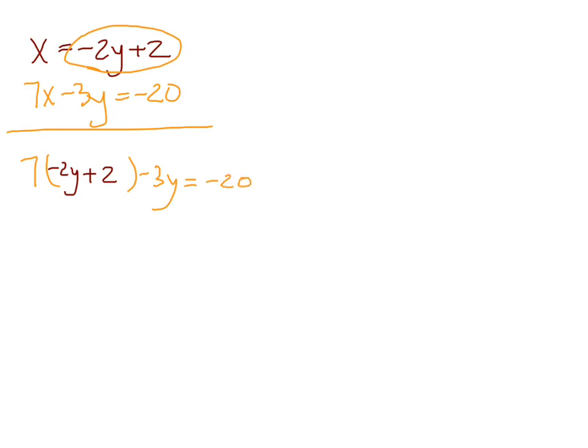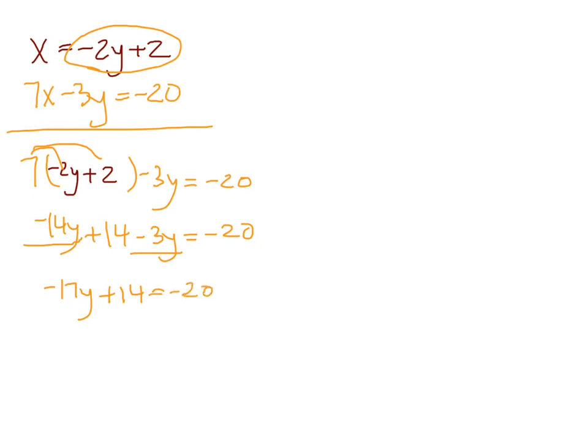Step 3 is to solve for the variable that remains. So I distribute this and get negative 14y plus 14 minus 3y equals negative 20. I can combine my like terms. Negative 14y minus 3y is negative 17y plus 14 equals negative 20. And now I can subtract 14 from both sides. So negative 17y equals negative 34. If we divide, we find out y equals positive 2.